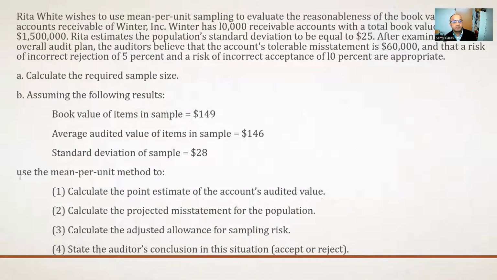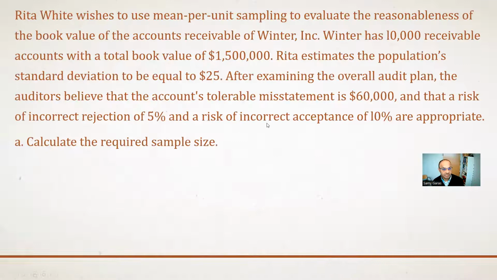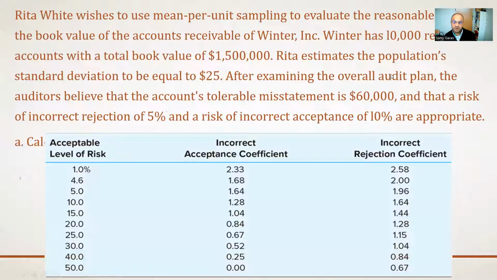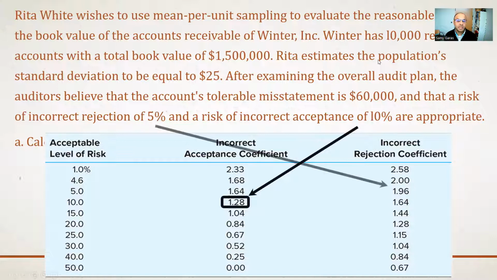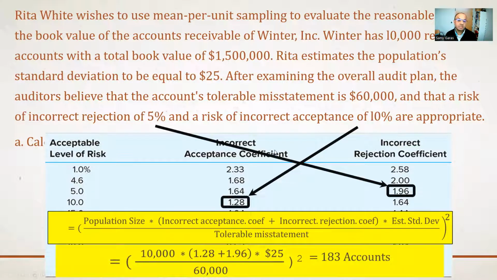Now, how about another example? We need to get the sample size here. So feel free to stop my video and take a minute to read the example, and let us go through the same steps of calculating the sample size. First, as I say, we need to get the incorrect acceptance and incorrect rejection factor.